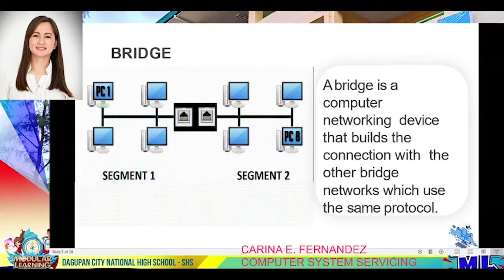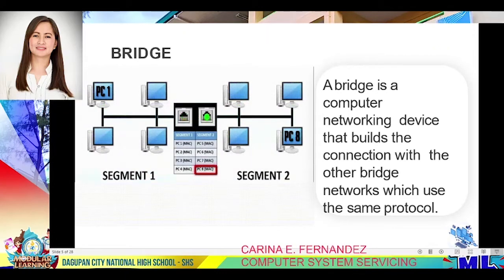A bridge is a computer networking device that builds a connection with other bridge networks which use the same protocol. It works at the data link layer of the OSI model and connects the different networks together and develops communication between them. It connects two local area networks, two physical LANs into a larger logical LAN, or two segments of the same LAN that use the same protocol. A bridge connects the devices which are present in the same network. It is mainly used to segment a network to allow a large network size.